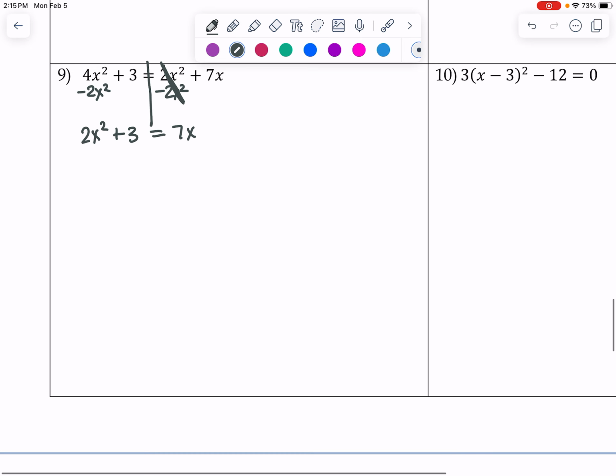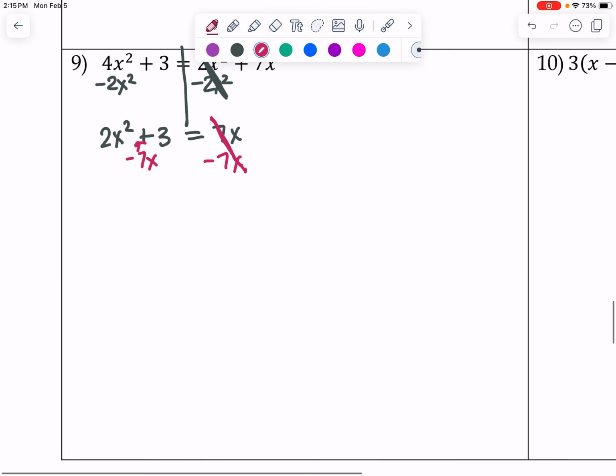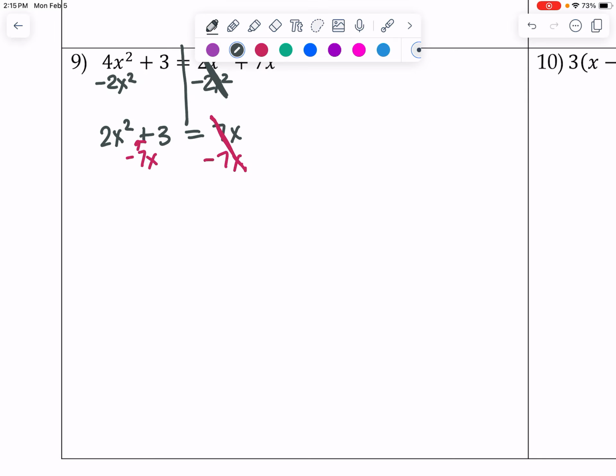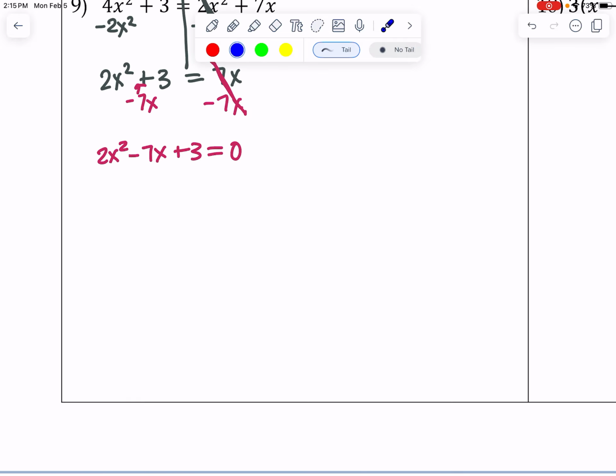Now I still have to get rid of the 7x as well. And so when I subtract the 7x, there's no term to combine it with. And so I just have to write it with the others. And we're going to write it right in the middle because that's where the x term goes. We got to write them in order. And so that leaves me with 2x squared minus the 7x plus the 3. And now it equals 0. It's important to write it in order because we're factoring. We need our a value, our b value, and our c value.